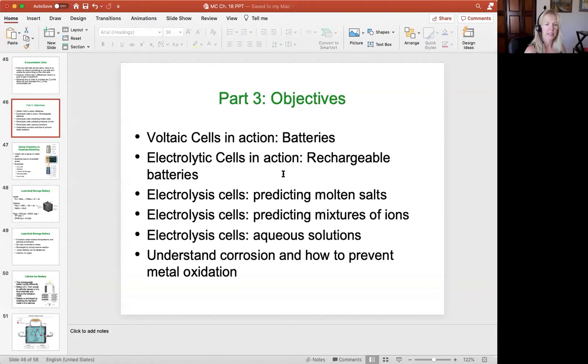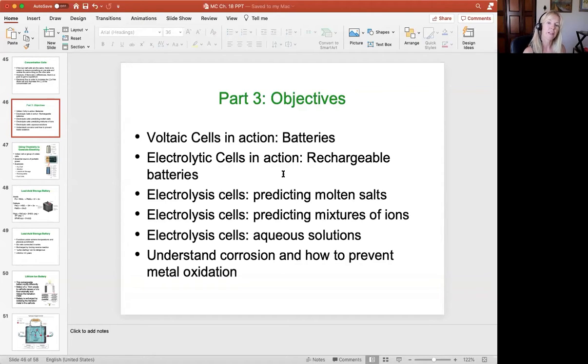All right, welcome to Electrochemistry Part 3. In today's lecture, we're going to talk about voltaic cells in action. So remember, these are spontaneous electrochemical reactions that are generating an electrical current. So they allow us portable energy in the form of a battery.